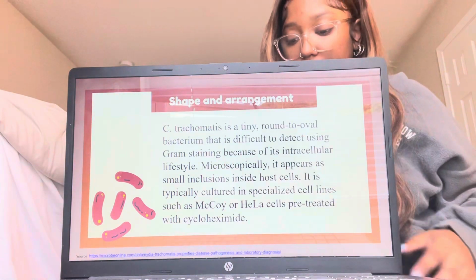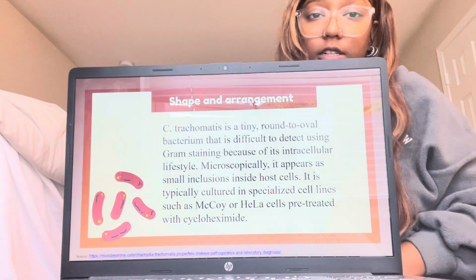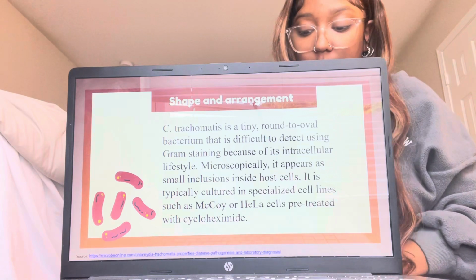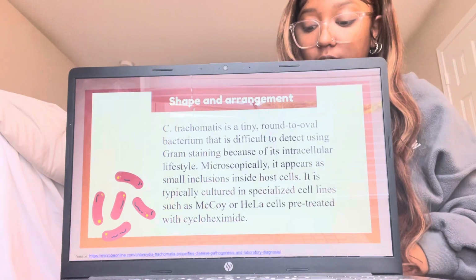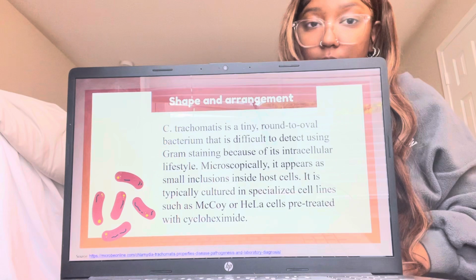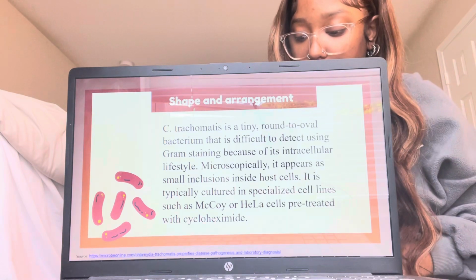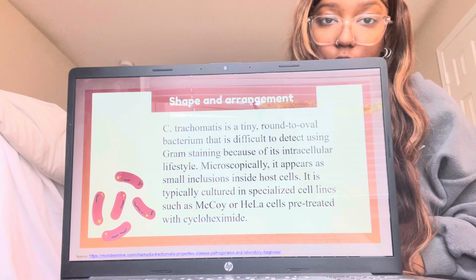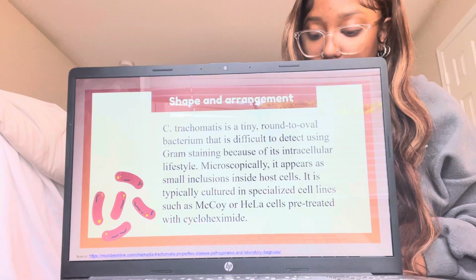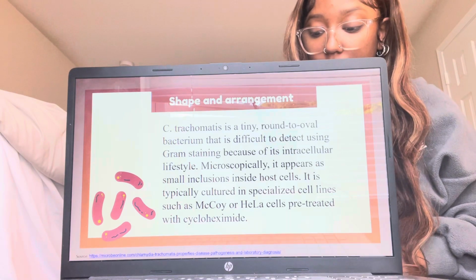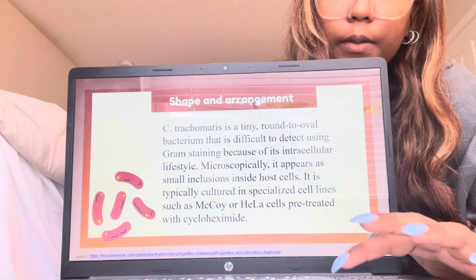Chlamydia's shape and arrangement. Chlamydia is a tiny round to oval bacterium that is difficult to detect using Gram staining because of its intracellular lifestyle. Microscopically, it appears in small inclusions inside host cells. It's typically cultured in specialized cell lines such as McCoy or HeLa cells pretreated with cycloheximide.